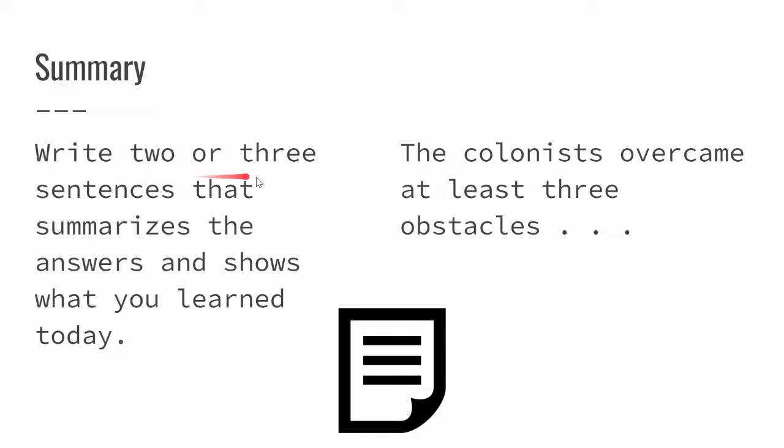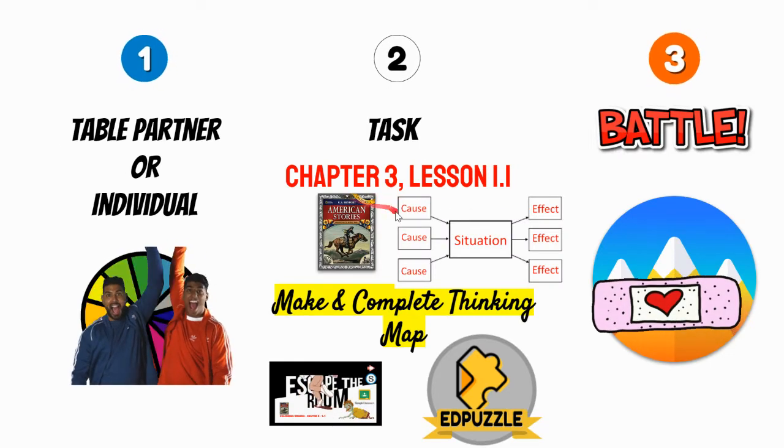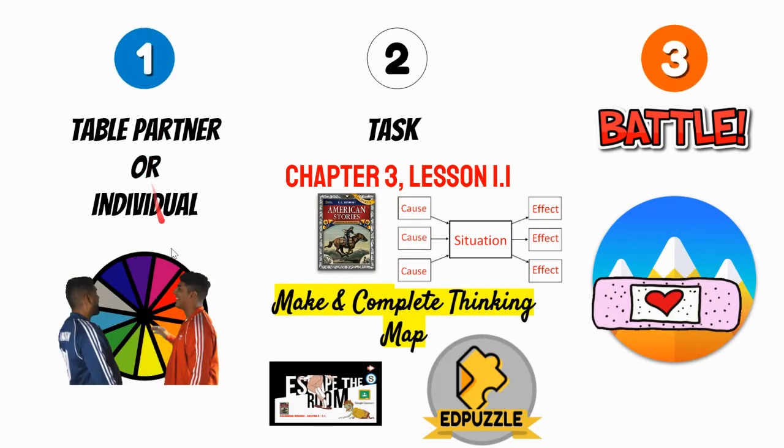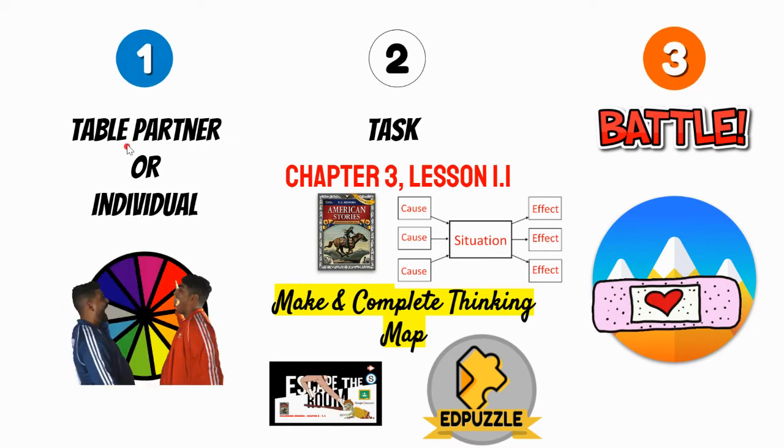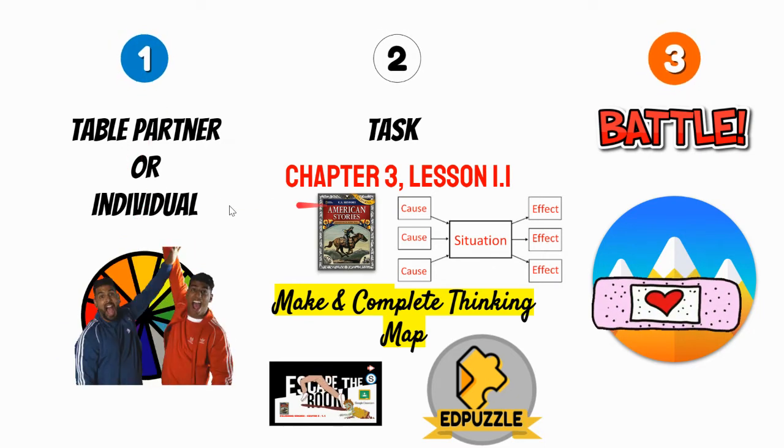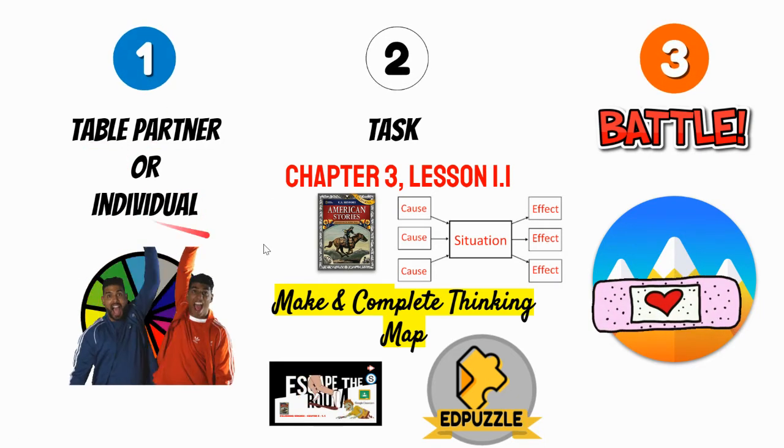And so now you pause here and write two or three sentences that summarize your reading and your notes. And so I've given you a sentence starter here. The colonists overcame at least three obstacles, and then you would explain briefly those three obstacles and maybe a few effects of those three obstacles. So you were given time to work on this, either with your table or individually.